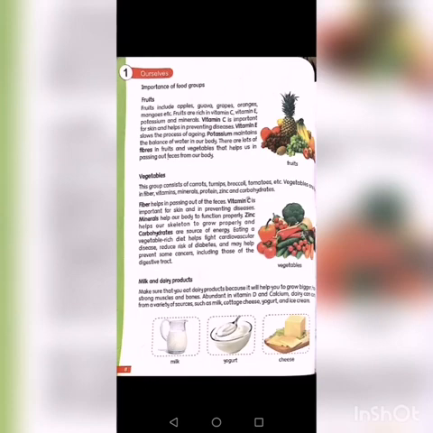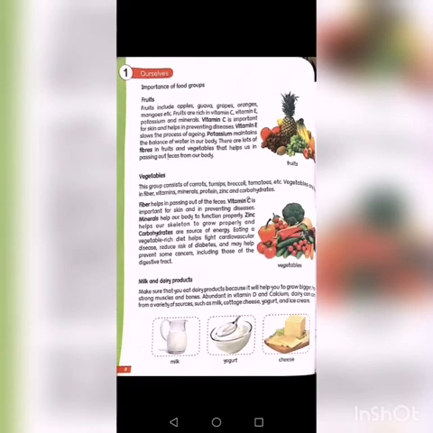Minerals help our body to function properly. Zinc helps our skeleton to grow properly and carbohydrates are a source of energy. Eating a vegetable-rich diet helps fight cardiovascular diseases, reduces the risk of diabetes, and may help prevent some cancers, including those of the digestive tract.